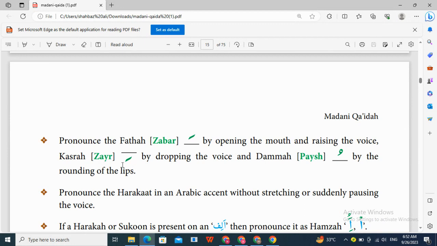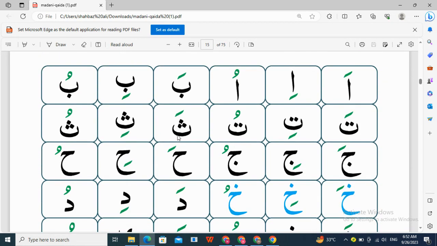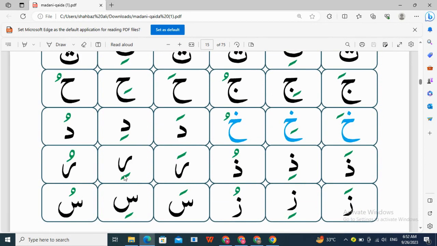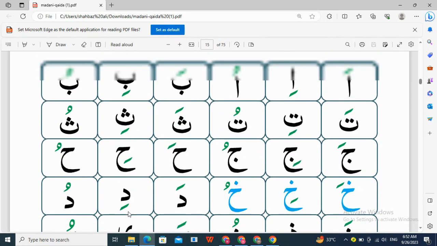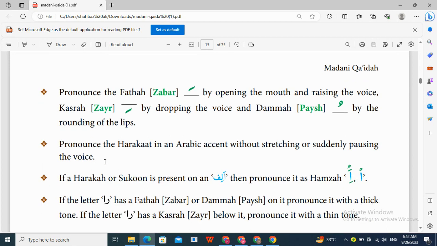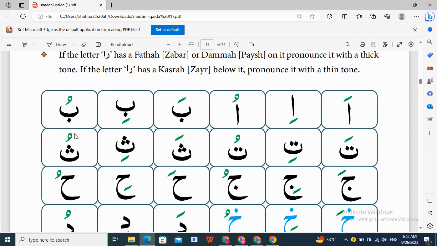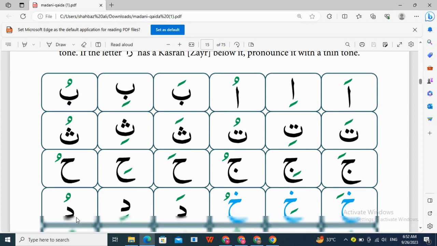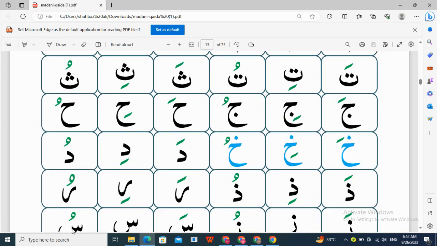Pronounce the zer by dropping the voice, just like bi, thi, hi, di, ri, si. And pronounce the pesh by rounding the lips, just like bu, su, hu, du, ru, su. Okay.